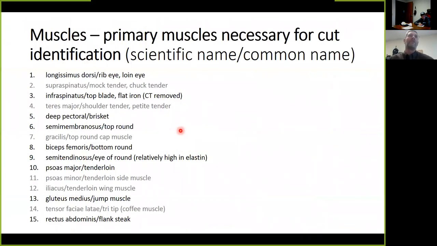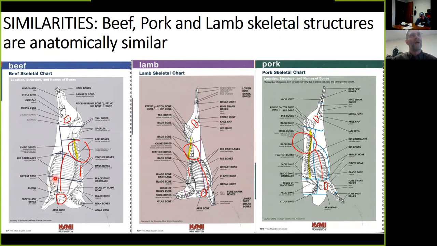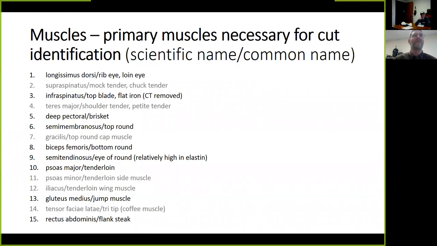Now, the next muscle we're going to look at is the deep pectoral muscle, or the brisket muscle. And that is a muscle that is right down here, laying above the ribs, and that's the brisket primal. And that's a muscle that we'll see in beef. It's in every species, but we actually make a cut out of it in beef. Of course, we call that the brisket.